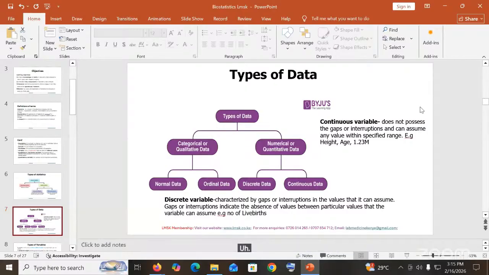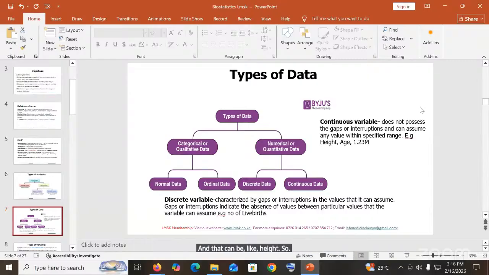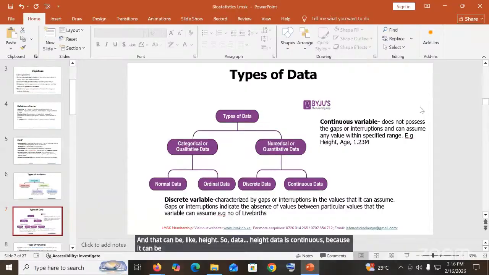When you talk of continuous variable, or rather continuous data, it continues. It is from the word continuous. So it does not possess gaps or interruptions. It can take any range of value within it. And that can be like height. Height data is continuous, because it can be 1.23 meters. You can be 1 meter. You can be 5 meters. So it has no gaps or interruptions. And that's another type of data.